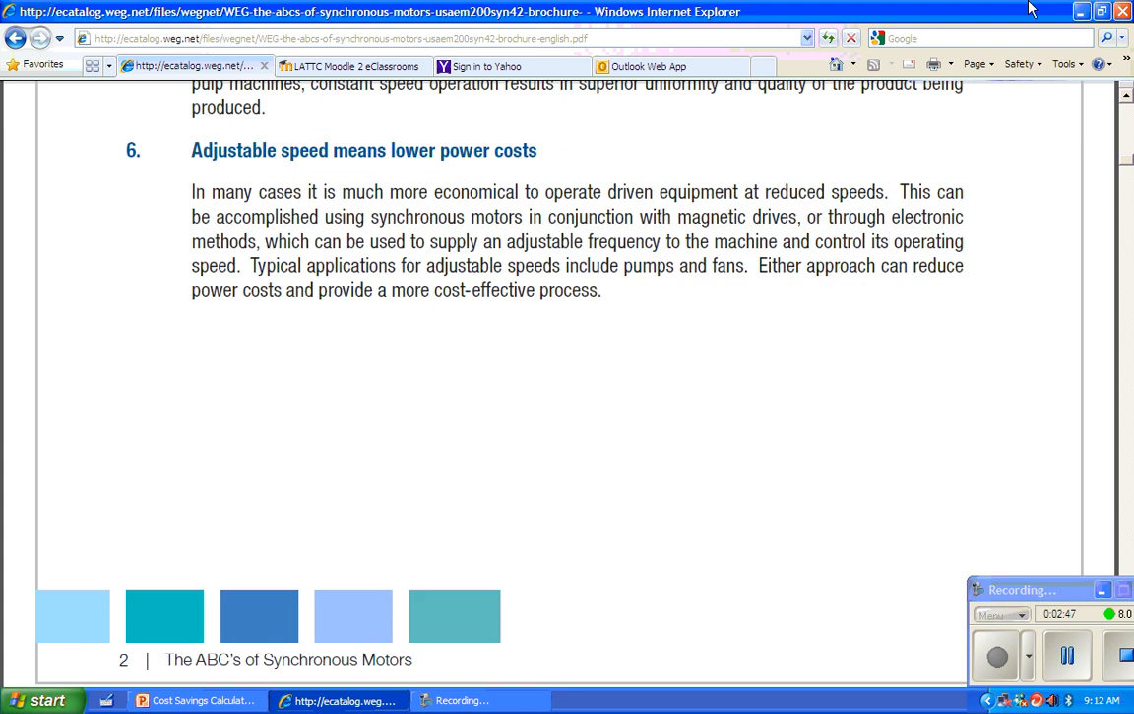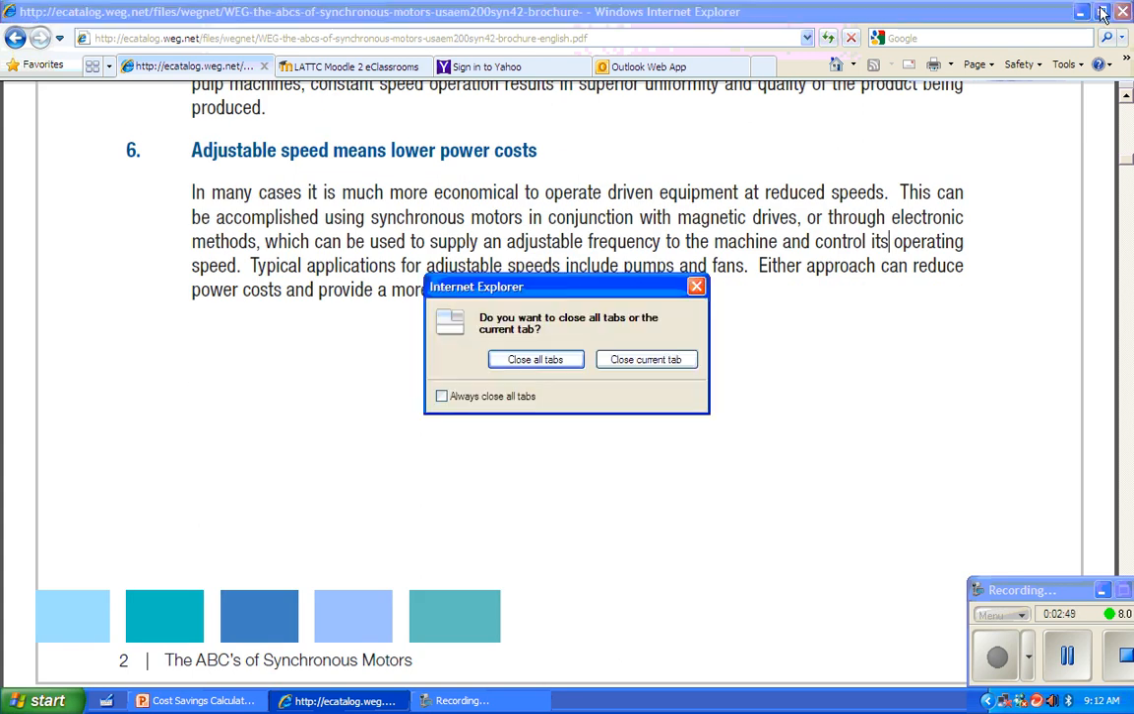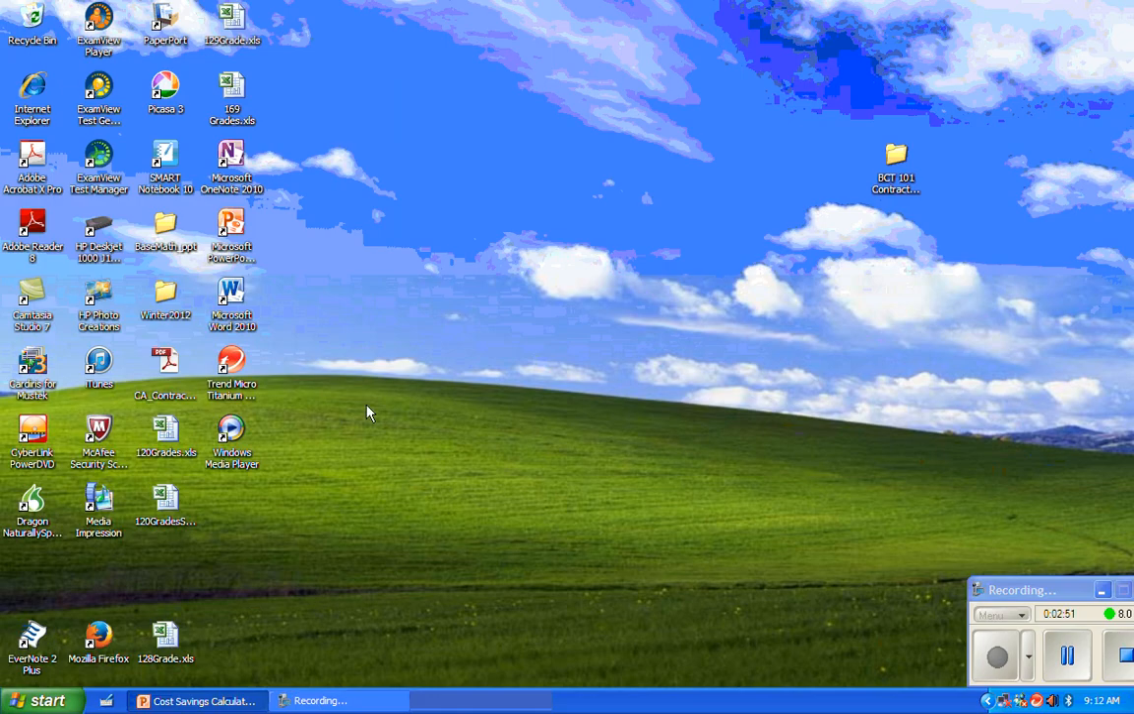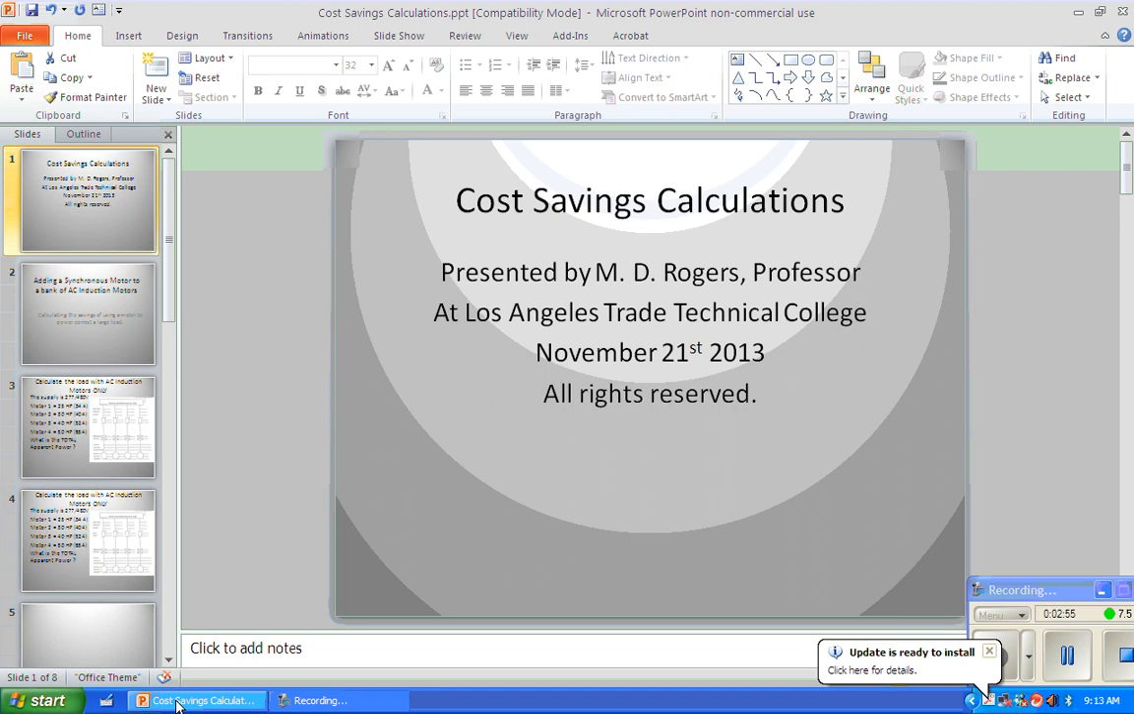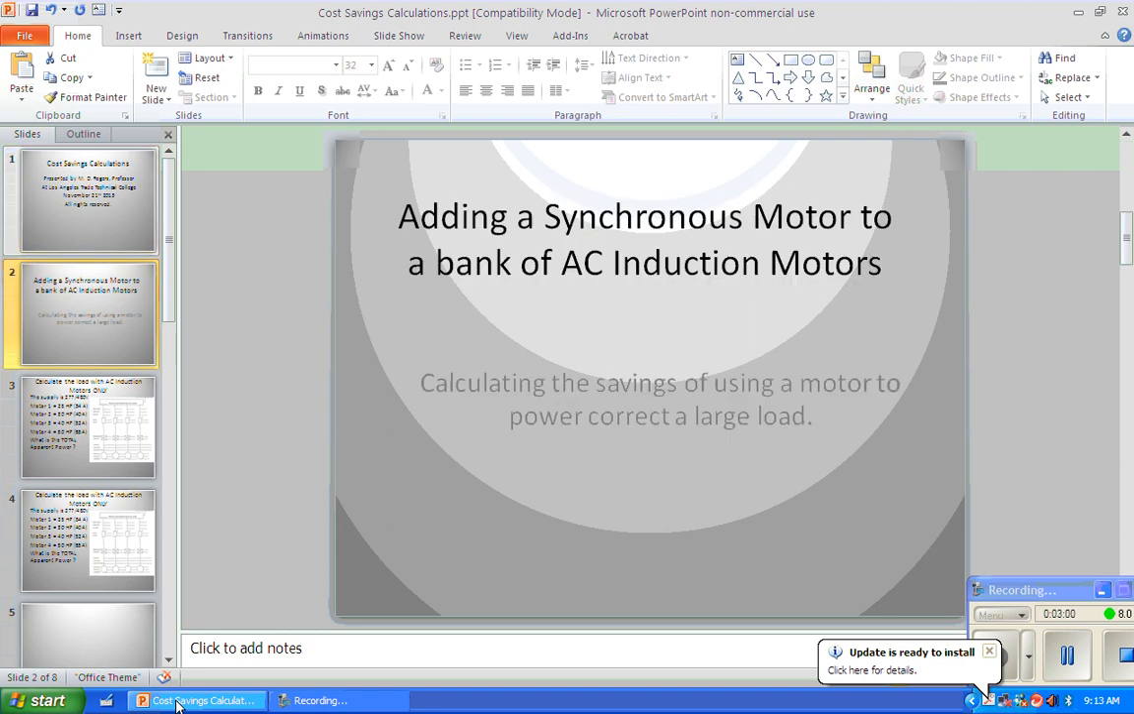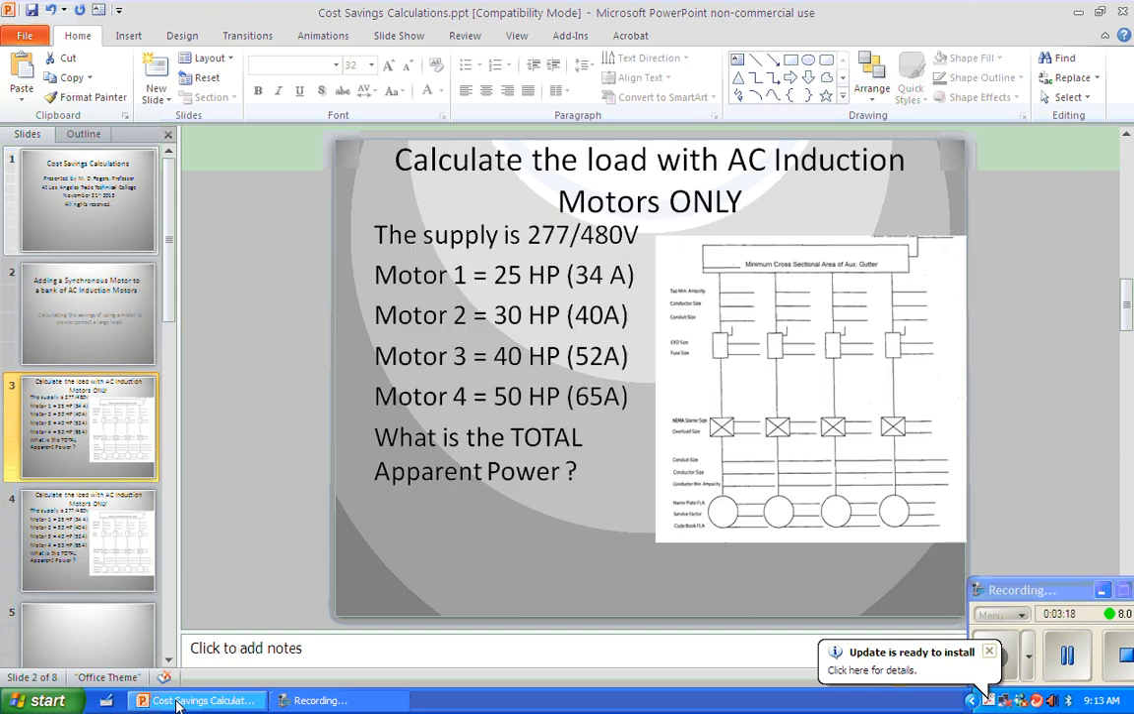Let me get out of this and go back to my little slideshow here. We're going to do some cost-saving calculations. We're going to have a bank of motors, and we're going to calculate first what it's going to cost in apparent power, because apparent power is what you pay for, right?